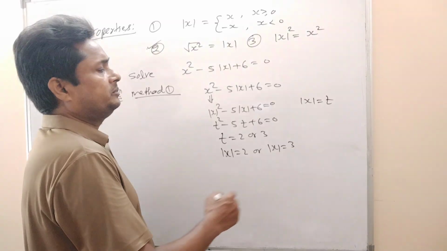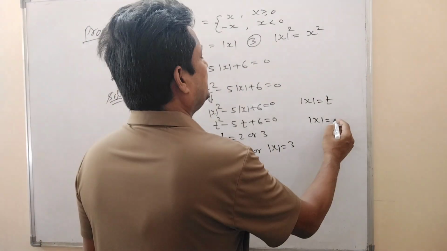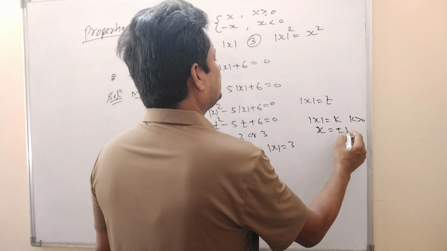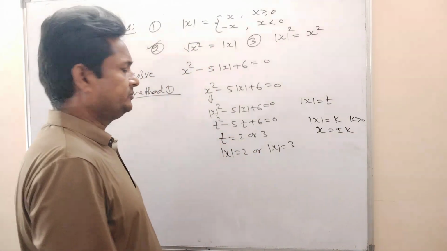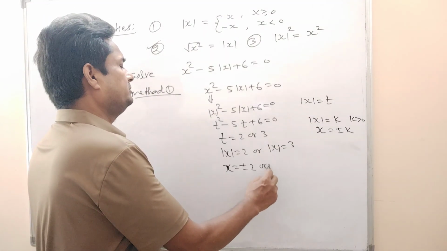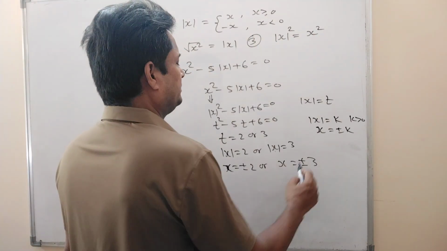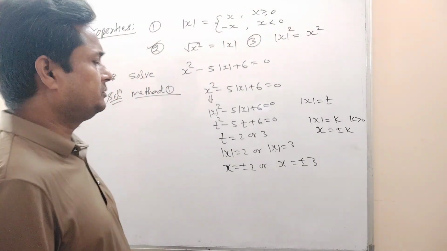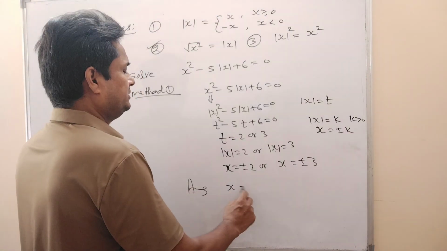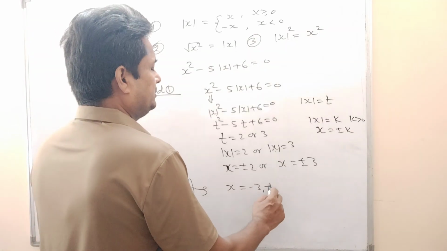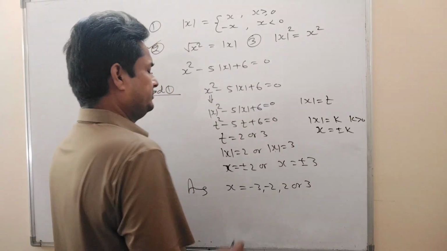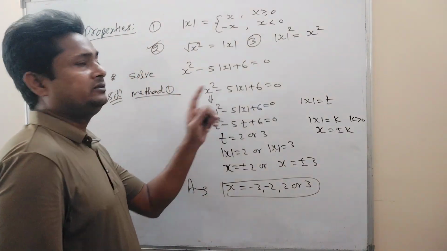And I told you this property: if mod x is equal to k and k is positive, then x can be written as plus minus k. The solution of this one will be x is equal to plus minus 2 or x is equal to plus minus 3. So the total solutions will be x is equal to minus 3, minus 2, 2 or 3. So these are the answers in this case.